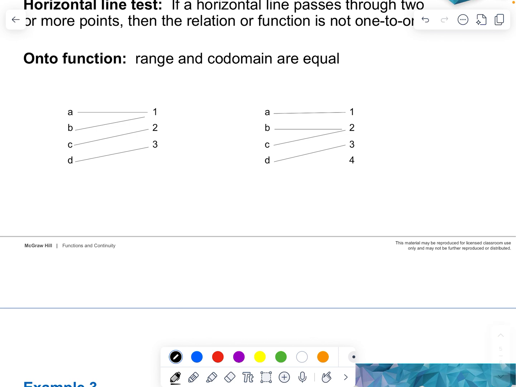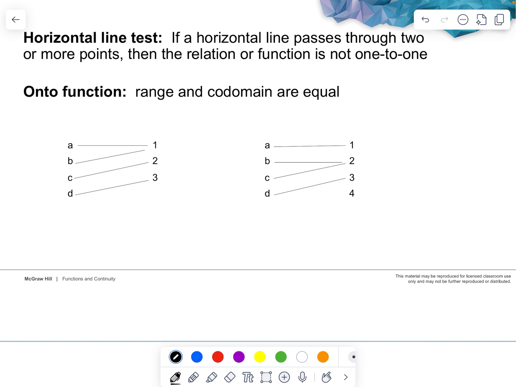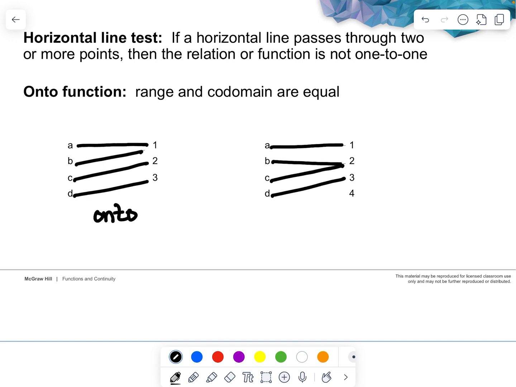And onto function, the range and codomain are equal, so you also need these recorded in your notebook. So in this case, something in the first column matches something in the second column. So that makes it onto. But in the second example, everything in the first column does not match something in the second column, so that is not onto.